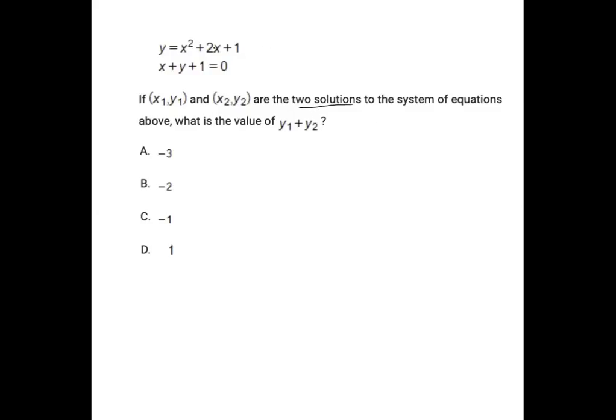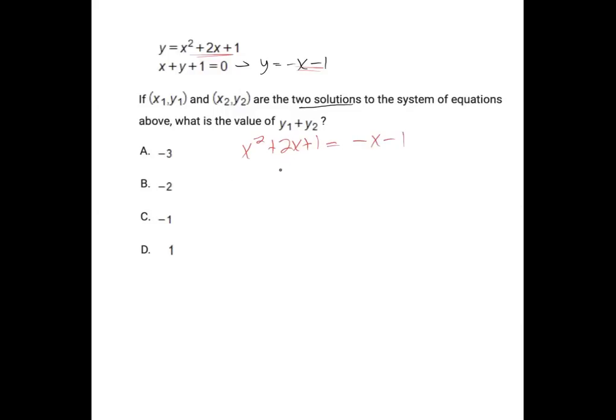So let's get started. For an intersection, you want to get them both in the y equals format and set them equal. So this one's already in the y equals. This one we can take away x and take away 1, and it would look like this: negative x minus 1. So right now we're going to set x squared plus 2x plus 1 equal to negative x minus 1.